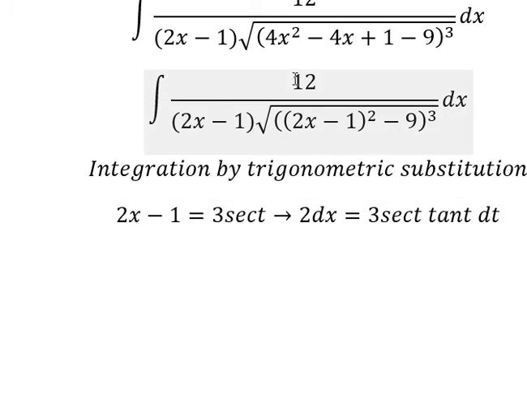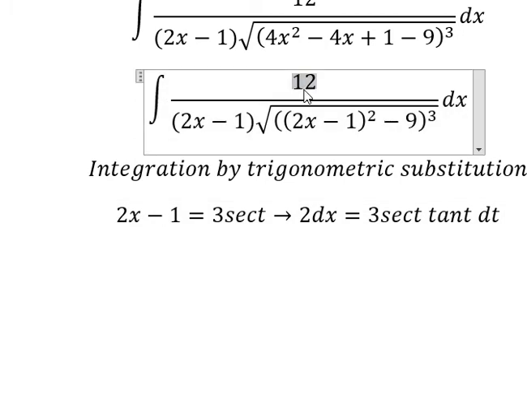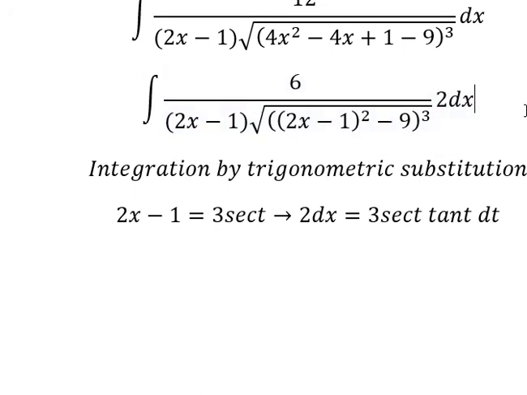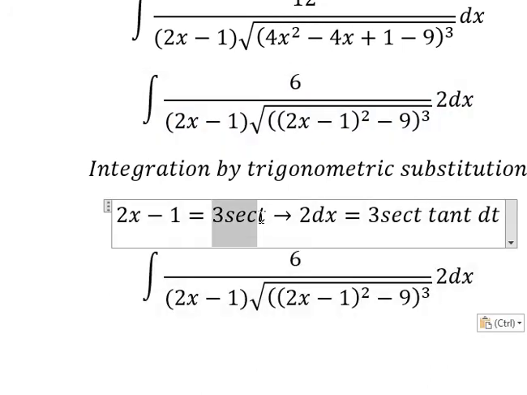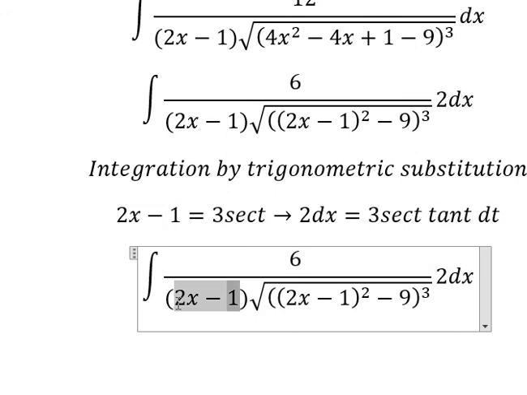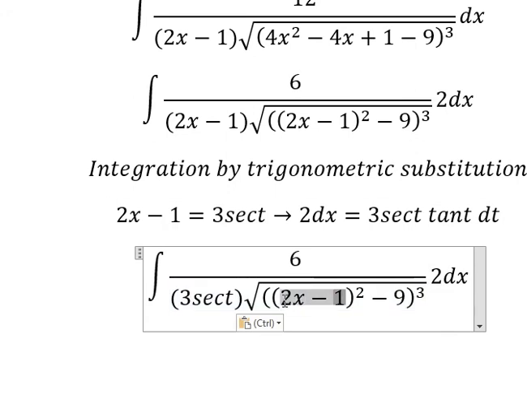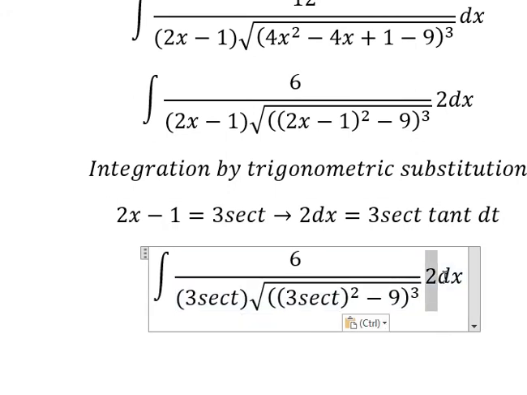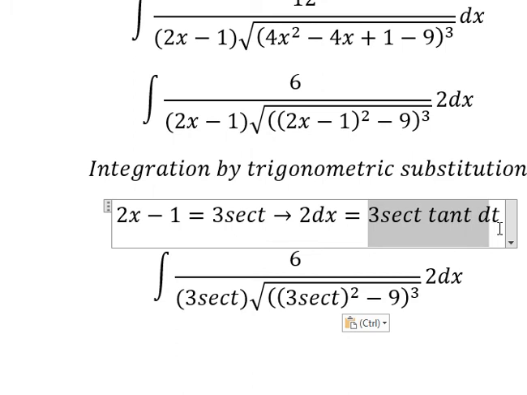So we know that 12 we can put into 6 and 2 in here. So I will put this one gone here, this one gone here. 2 dx we change by this one.